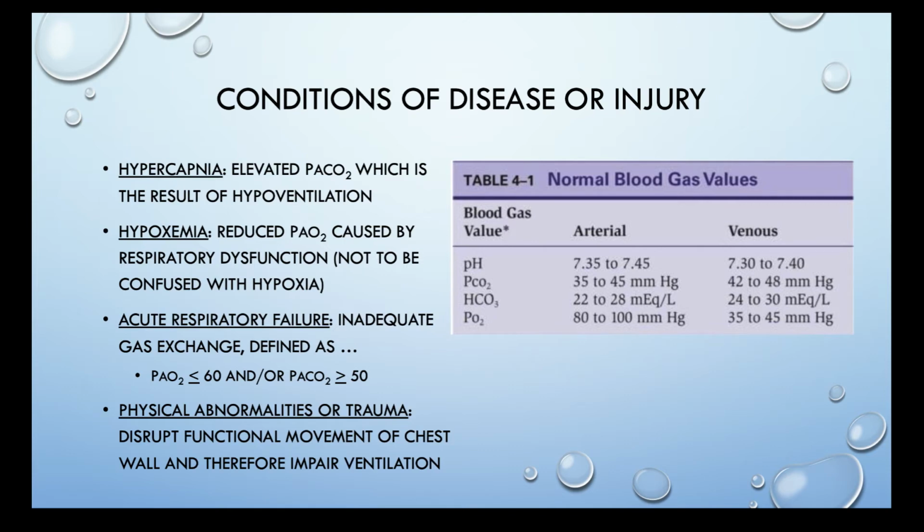Also, we can have issues with physical abnormalities or trauma to the chest, and this just disrupts the movement. People will fracture their ribs, and so they're not breathing very well, and so this can affect their ventilation.